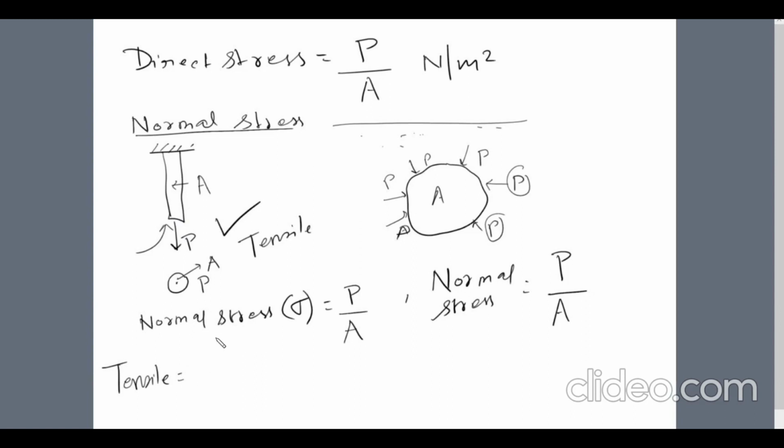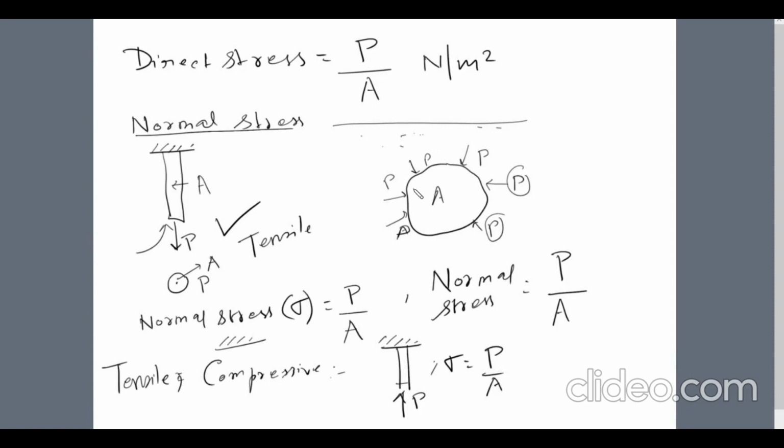Similarly, another type of normal stress can be compressive normal stress. So compressive normal stress is just the opposite of tensile stress. I mean, the direction of the force will be just the opposite. So here the P is acting downward to elongate it. In case of compressive force, the external force will act somewhat like this. It will act in the upward direction so as to compress it. Now for compressive force, the magnitude of the force will again be the same. It is P by A.